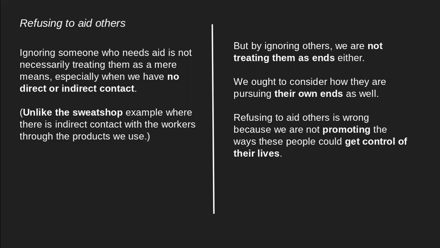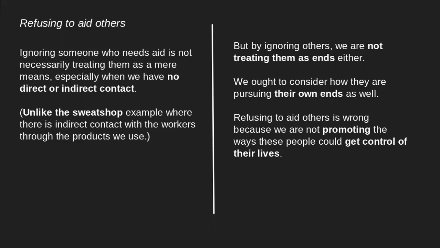So we are using those products, but that creates an indirect contact with these people. And that's why when we ignore their working conditions or the hardships that they're suffering, that becomes problematic for the Kantian. And the example here we are using, the refusing aid to others, is slightly different. There has to be no direct or indirect contact. So it excludes the sweatshop case in that sense.